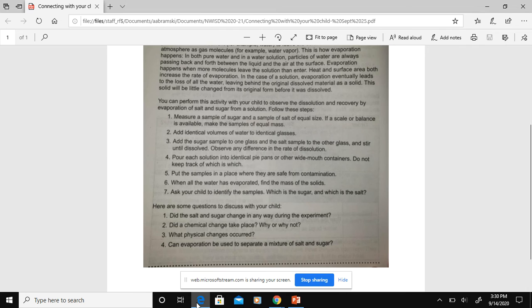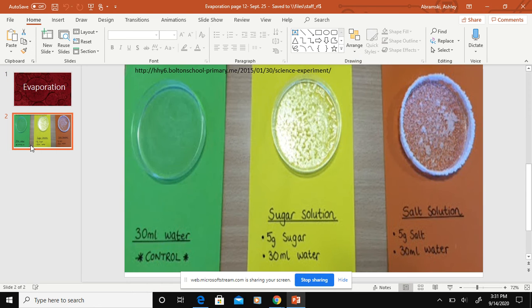When the water has evaporated, you will try to find the mass of the solids, but we did not do that. We're just going to observe using our eyes. Then we're going to see what they have done, which is the sugar and which one's the salt, which they've already given you that information. So let's go ahead and look at what the information is and what they came up with.